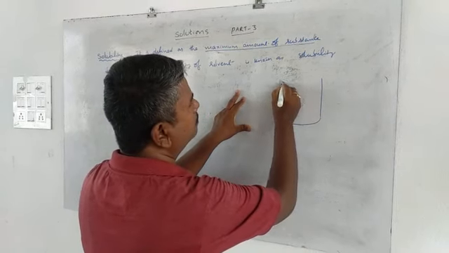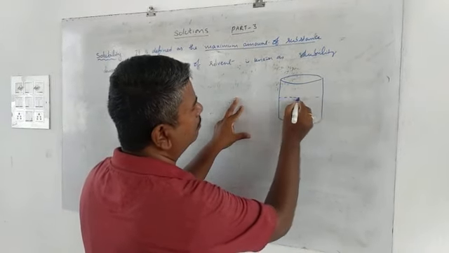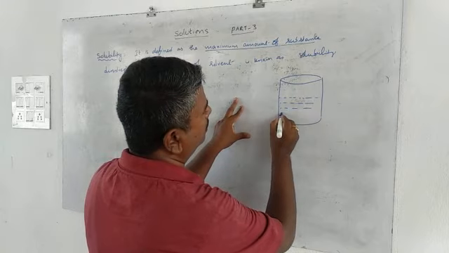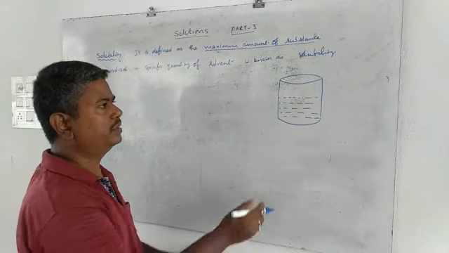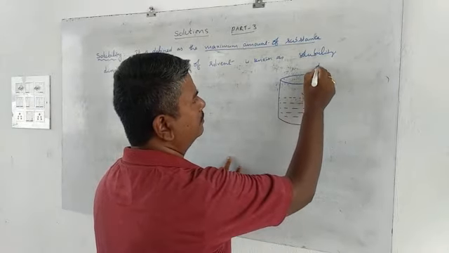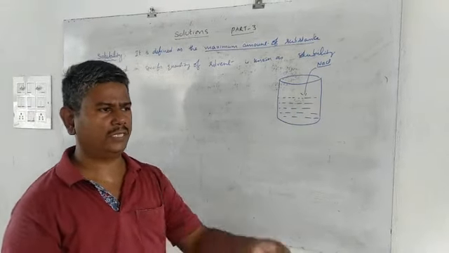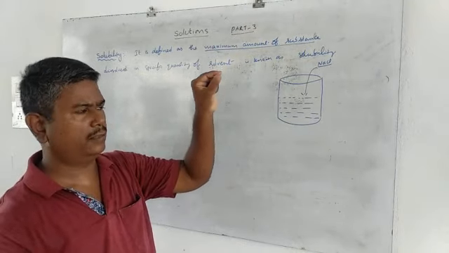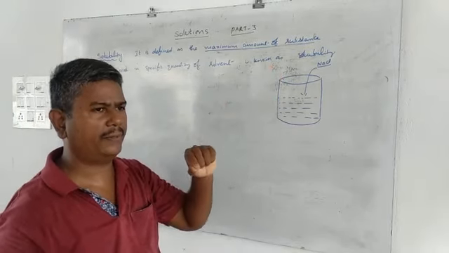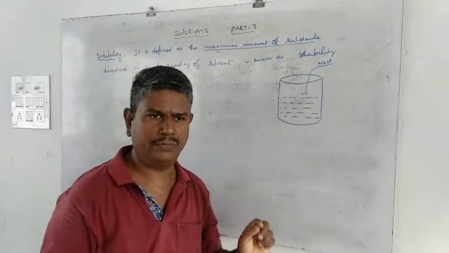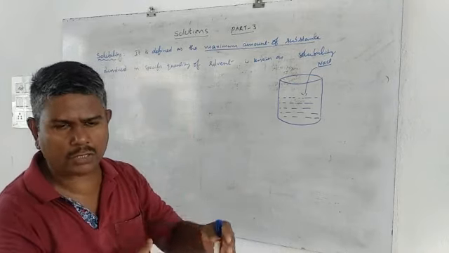For example, take a beaker and pour 100 ml of water. To this 100 ml of water, add NaCl, sodium chloride. That means take a tablespoon and add it into the solvent. What is the solvent here? Water. And stir it. What happened? The first tablespoon will completely dissolve. Now again add one more tablespoon. Then what happened? It will also dissolve.